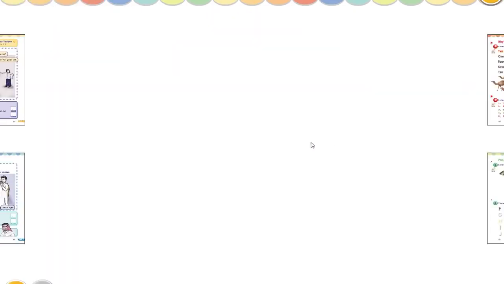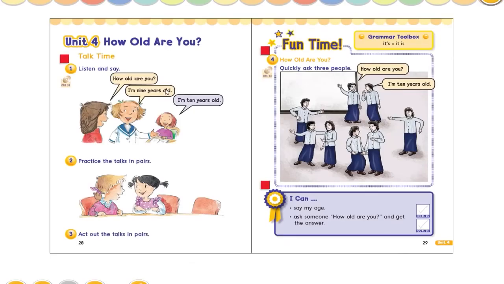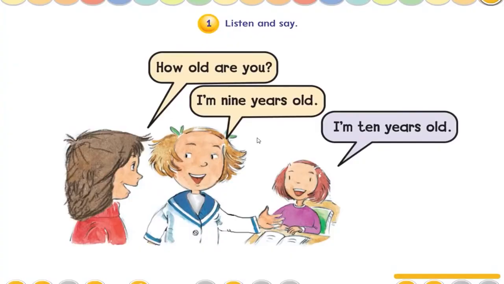Unit 4, الوحدة الرابعة. How old are you? كم عمرك؟ 1. Listen and say. استمع وقل. How old are you? كم عمرك؟ I'm 9 years old. عمري 9 سنوات. I'm 10 years old. عمري 10 سنوات.